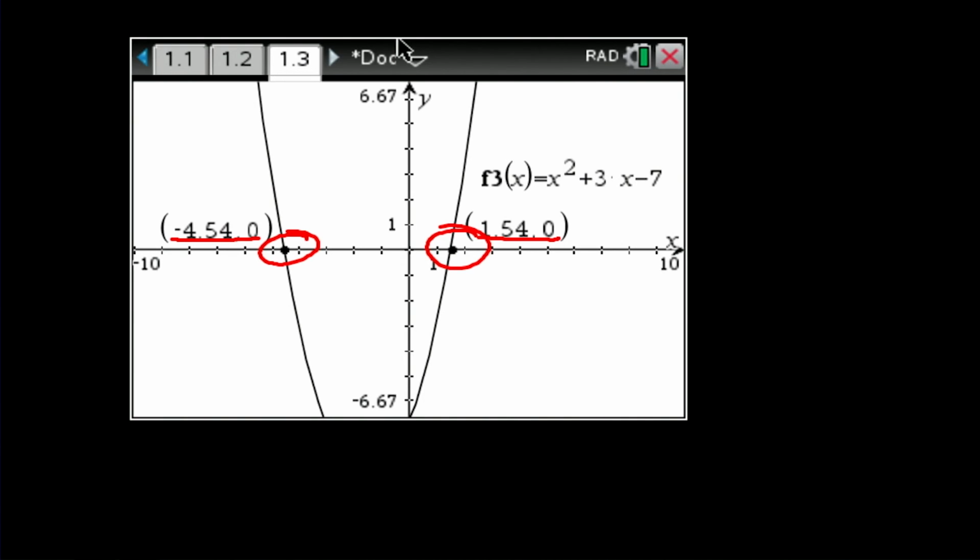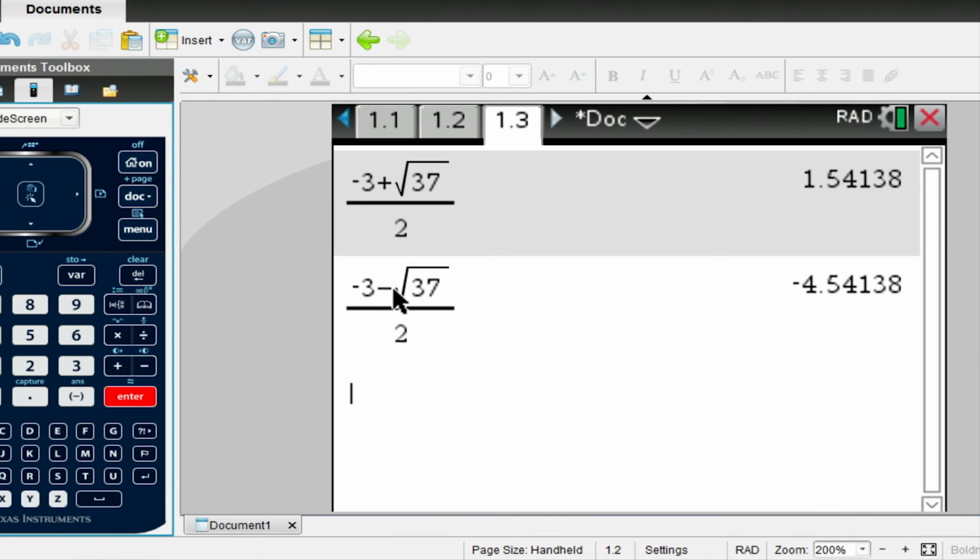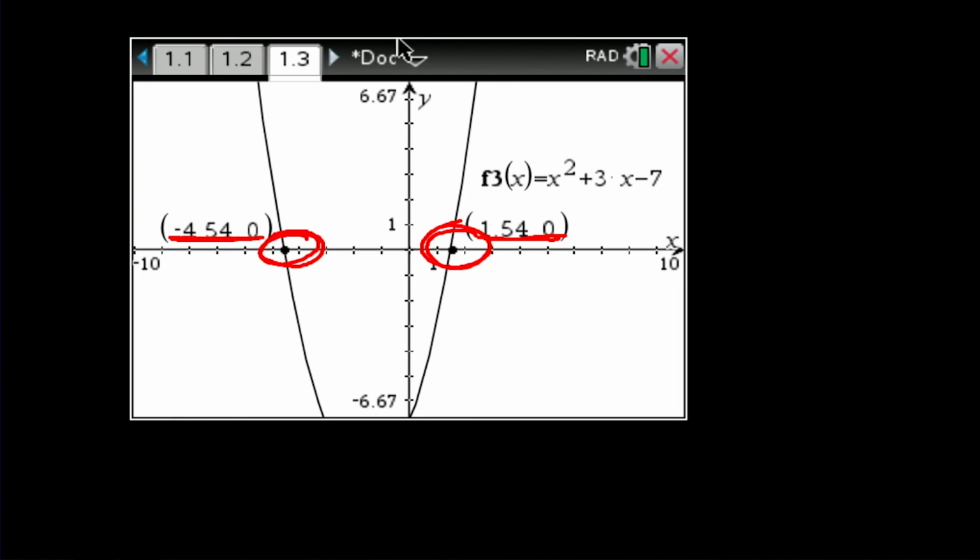As you notice, we're interested in where it crosses the x-axis, and these are the values out beside. And notice those are in decimal values. If we substitute in what I got in radical form into the calculator, you'll see that I get the same decimals, 1.54 and then -4.54, which is what I had on the graph. So you can see that this is a way of checking it.